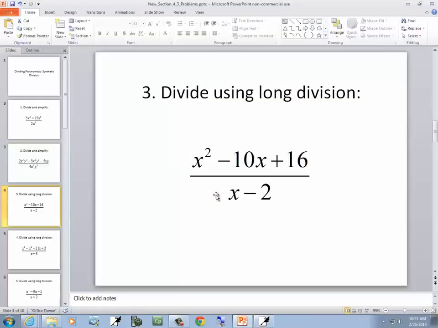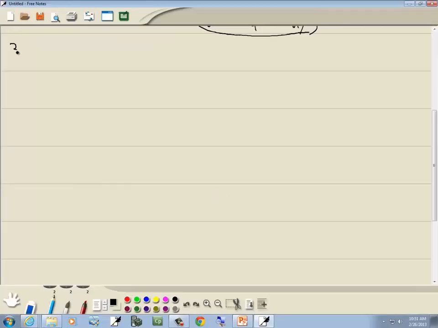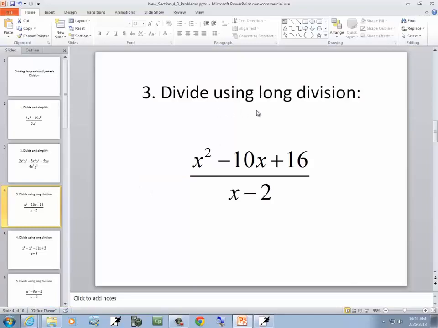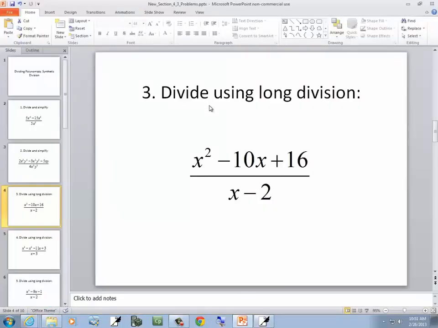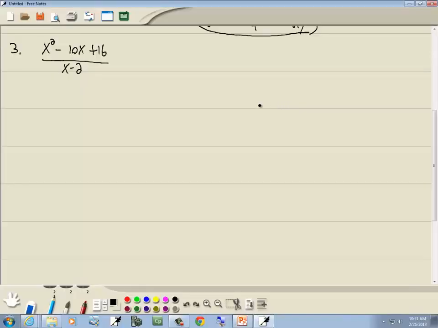Now, the next problem is different. We have x squared minus 10x plus 16 all over x minus 2. And it says divide using long division. Even if it didn't say that, we don't have a single term in the denominator anymore, so we can't split them into separate fractions. There are two methods we could use on this one, but specifically it says use long division, polynomial division. Before I do that, let's refresh our memory on long division.